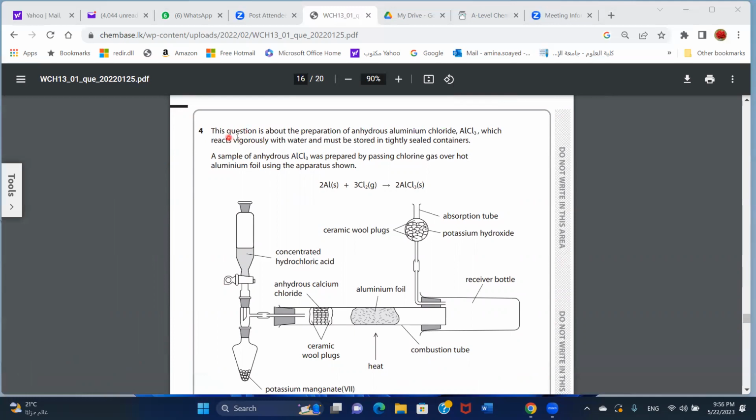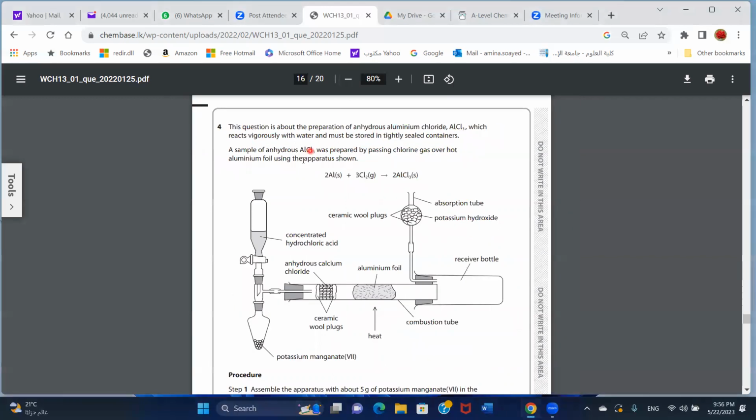Number 4. This question is about the preparation of anhydrous aluminum chloride, which reacts vigorously with water. The aluminum chloride reacts vigorously with water and must be stored in tightly sealed containers. A sample of anhydrous aluminum chloride was prepared by passing chlorine gas over hot aluminum foil using the apparatus shown.